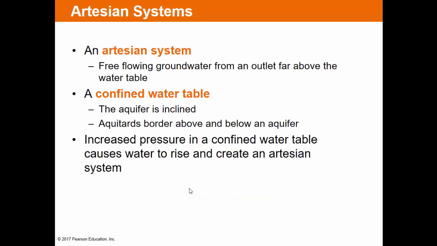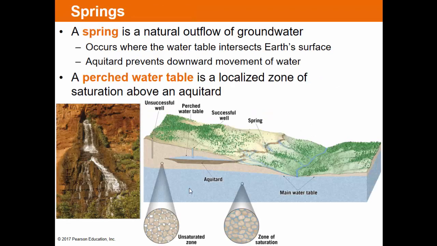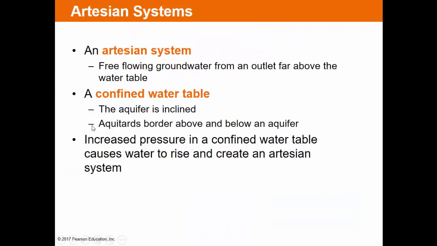All right, have you ever heard of an artesian well or an artesian system? That is where water flows freely from an outlet that's far above the water table. A spring, you have to have the Earth's surface intersecting with the water table. In an artesian system or an artesian well, groundwater will flow freely well above the water table, and it's because you have a confined water table. A couple of things you need to have this confined water table.